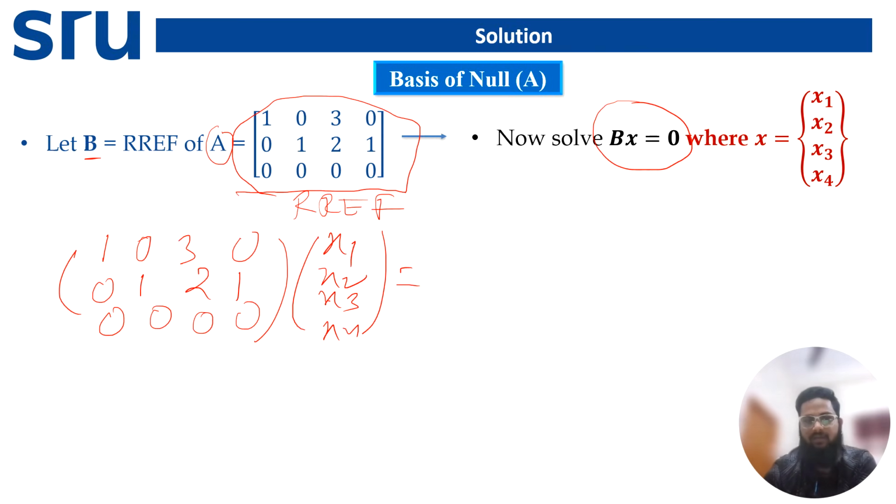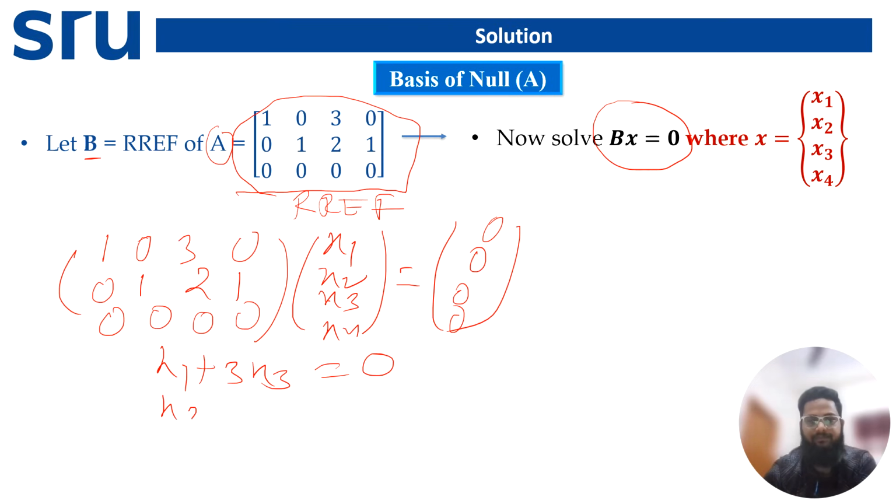So how many columns do you have? 4. So you have to use 4, using the 0 vector. If we calculate this, 1 into x1 plus 0 into x2 is 0 only, 3 into x3, 0 into x4 is 0 only, equal to 0, first equation. From the second equation, 0 into x1 is 0, 1 into x2 plus 2 into x3 plus 1 into x4 equal to 0. In the third equation, all are 0, so nothing to write here, 0 equal to 0.